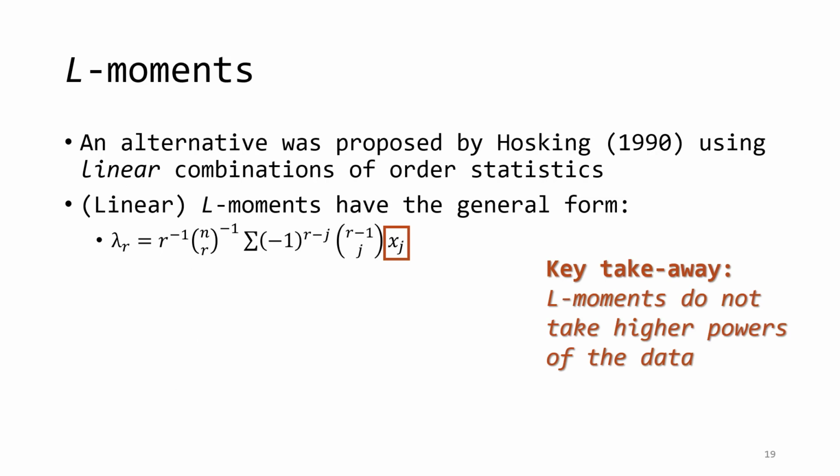As an alternative to conventional product moments, another way of measuring the shape of a sample or populations was introduced by Hosking in 1990. Linear, or L moments, estimate the same properties of a sample as conventional moments, except they use linear combinations of the observations instead of taking higher powers. The general form of L moments is shown here. The terms to the left of the X are used to emphasize different parts of the sample in order to quantify its properties, instead of taking higher powers of deviations from the mean, as in product moments.